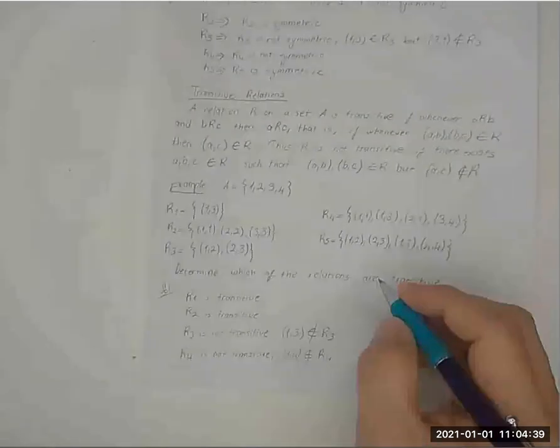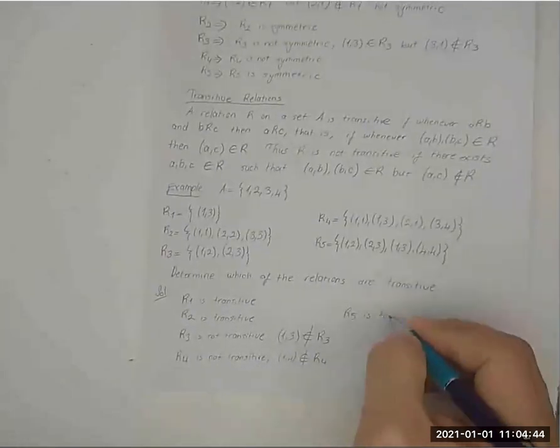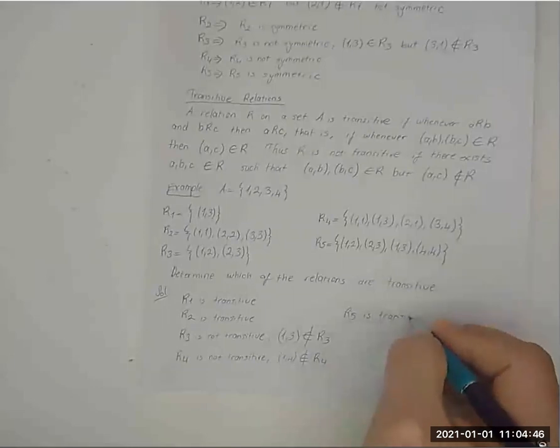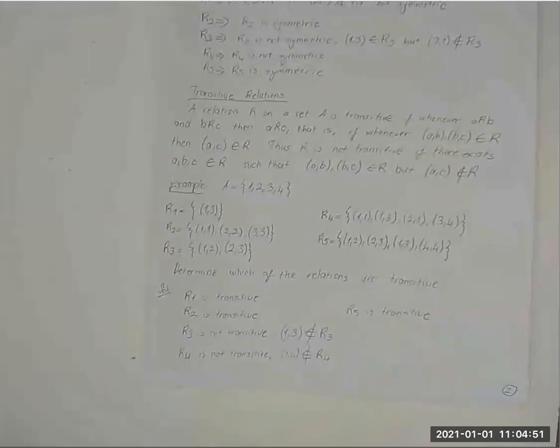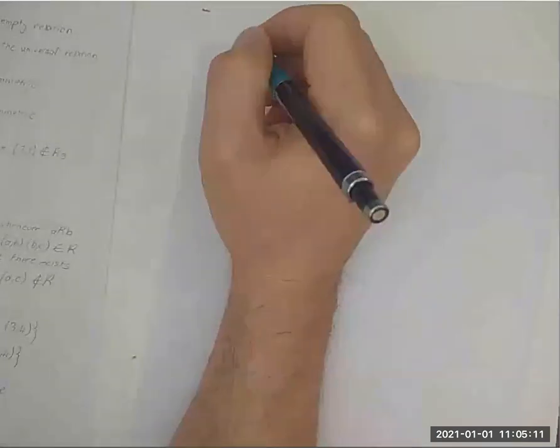And R5: (1,2) is here, (2,3). So I have to check (1,3). (1,3) is here. Yeah. And (4,4), this is working. And R5 is transitive. Any question?